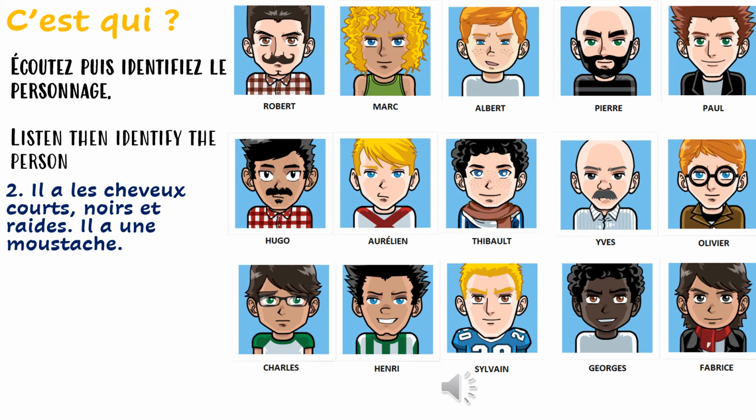What is that saying? Il a les cheveux courts, noirs et raides. What does that mean? He has short black hair. Short straight black hair. Il a les cheveux courts, short hair. Noirs, black hair. Raides, straight. So who has short black straight hair? Henri has hair like that. His hair is straight. Hugo also has hair like that.